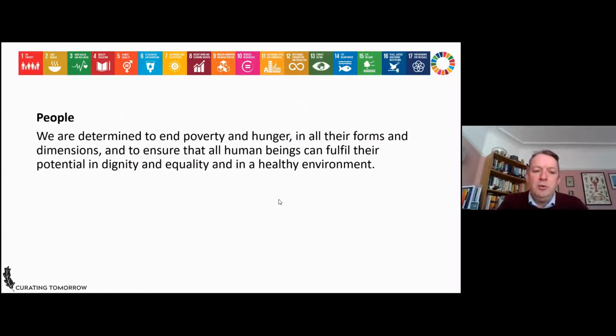And so just to go through quite quickly, well, what are the overall aims of Transforming Our World, Agenda 2030 and the SDGs? So I'll just go through these. They have this thing called the 5 Ps, which is the quite easy way to remember what the top aims are. People: to end poverty and hunger in all their forms and dimensions, and to ensure that all human beings can fulfill their potential in dignity and equality and in a healthy environment. And poverty doesn't just mean access to money, although that's part of it. It also means access to your culture and heritage, and to participate in decision making.